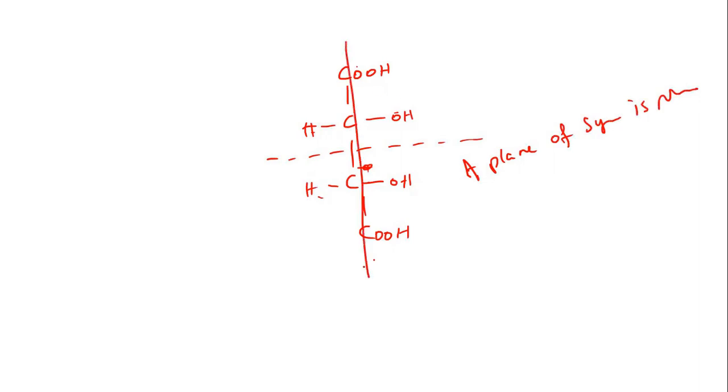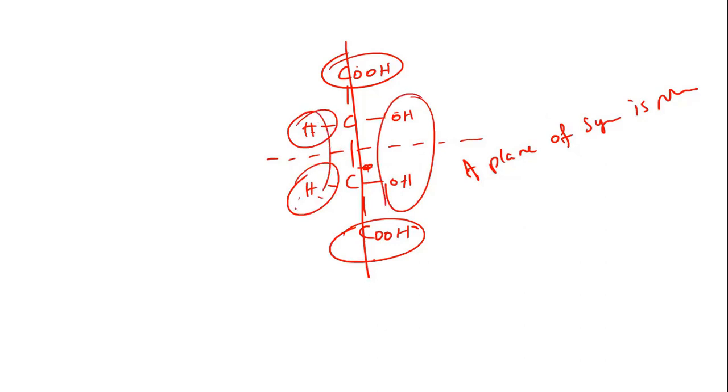When we cut it in the vertical plane, then again we have a plane of symmetry because we are cutting COOH into half, COOH into half, and we have H, H on the left side and OH, OH on the right side. It's nearly similar. Even so, if we see H, H and OH, OH, towards the left we have hydrogen, towards the right we have OH, so it's not symmetrical.